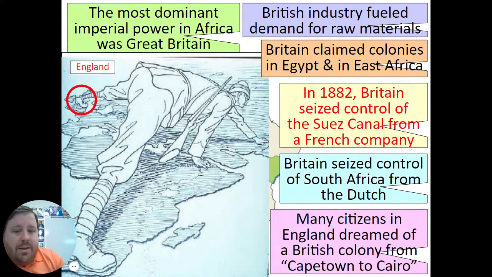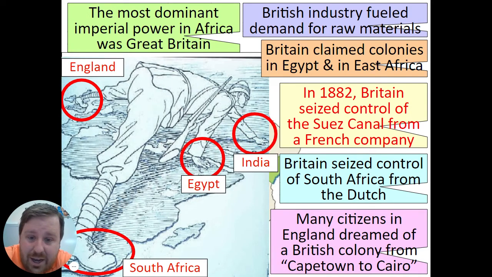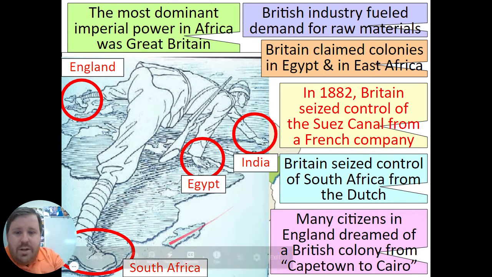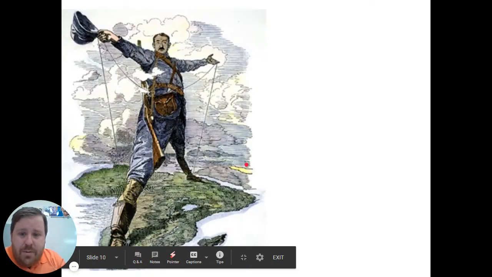In the process, many citizens in England dreamed of a British colony from Cape Town to Cairo, and they were extremely close. There was just like one colony they were missing in order to make the British colonies reach from Cape Town in South Africa to Cairo in Egypt, going across all of Africa. And then they have India too, which is huge, which we'll talk about later.